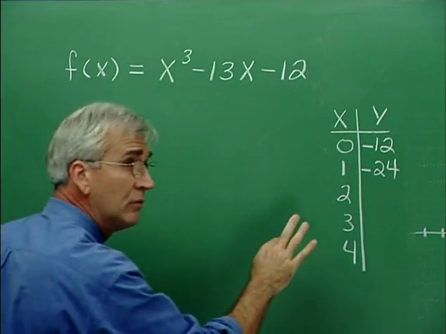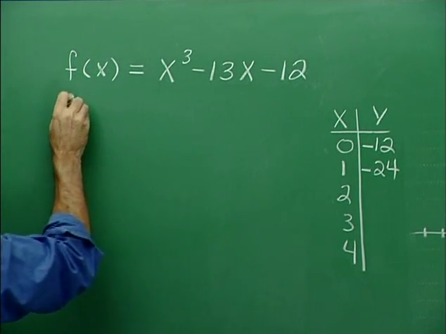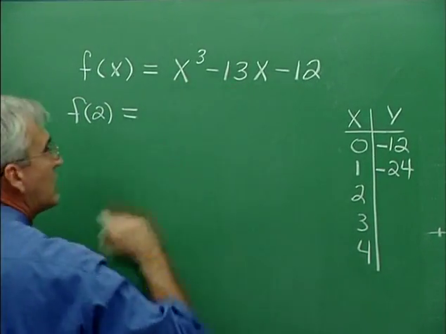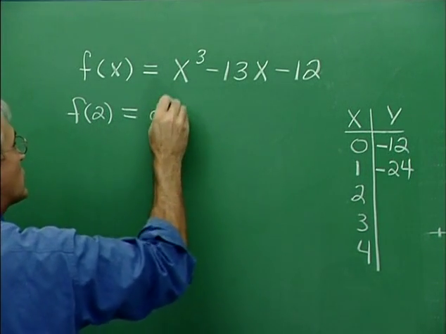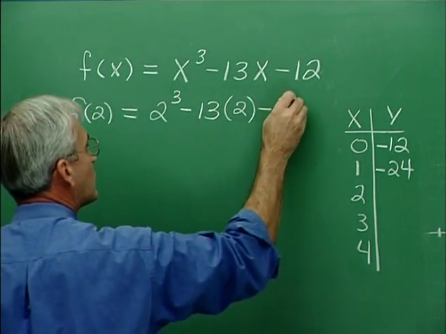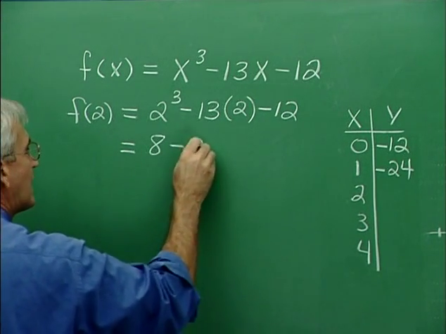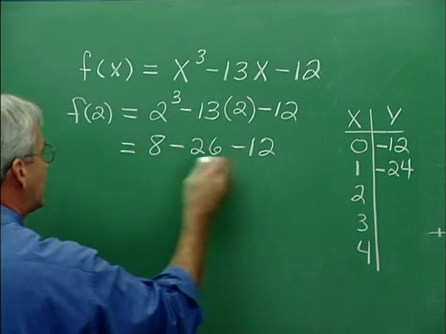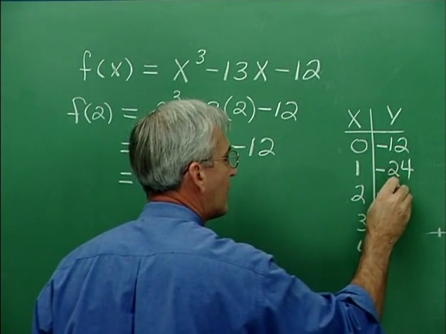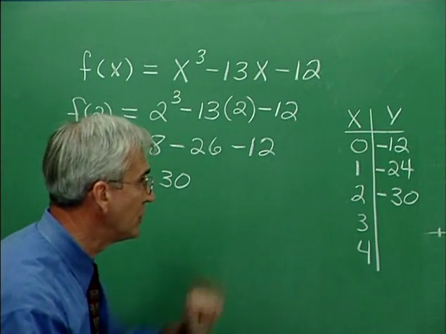Now, for f of 2, we can do this. We would need to find y. Now, it would be f of 2 that we're finding. We could say y equals if we want to, and just replace x with 2 everywhere we see an x. So it would be 2 cubed minus 13 times 2 minus 12. And evaluating, let's see, 2 cubed is 8 minus 26 minus 12. Collecting here, we find f of 2 to be negative 30, and we would put that into our table of values. But there's another way to find f of 2.